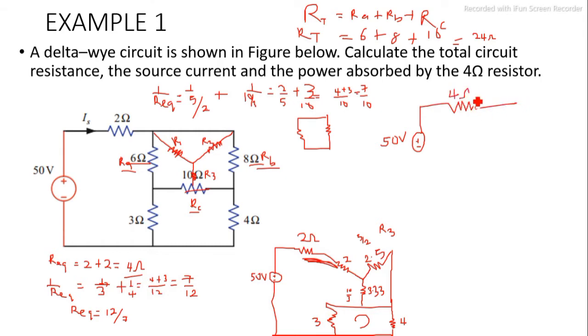Also note, the combination of these two gave us 7 over 10. So that means our 1 over R equivalent is 7 over 10. No, we are looking for R equivalent, not 1 over R equivalent. Since 1 over R equivalent gives us 7 over 10, R equivalent gives us 10 over 7 ohms. So the combination of these two gives us 10 over 7 ohms. Then the combination of these two gives us 7 over 12 ohms.